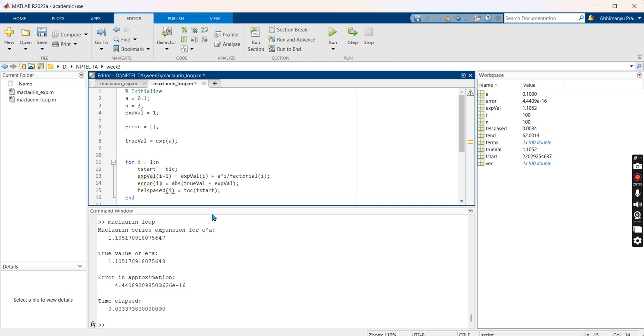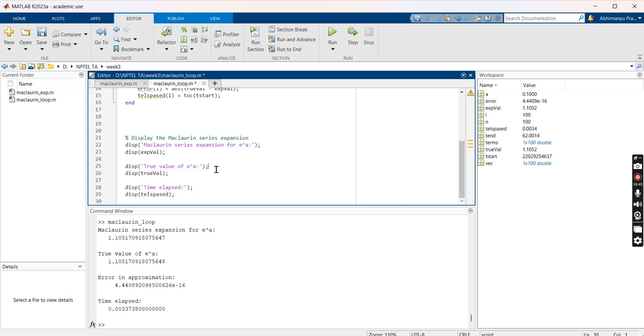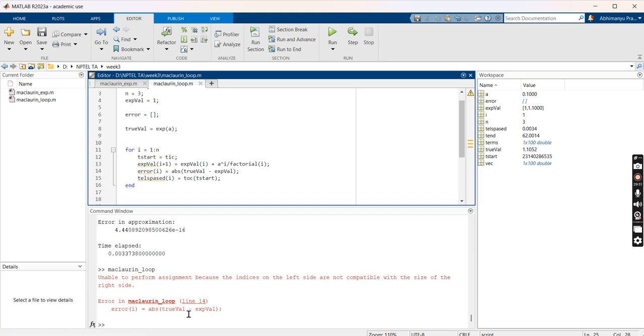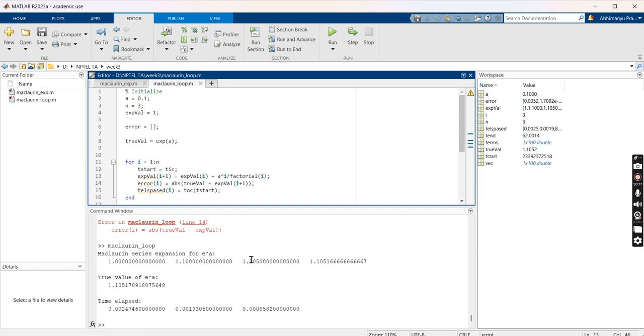I will also make this an array. Because true val is a single value and I was only writing exp val, so this is a vector, that is why it was giving me an error, because this is a vector, this is a scalar, this is a vector. Fine. So I am running it for 3 terms, so I am getting 3 values, right?